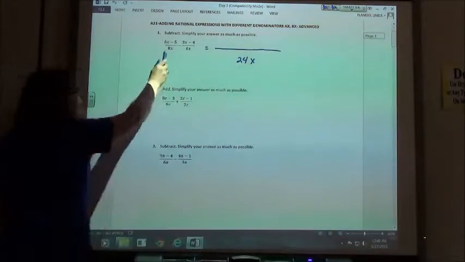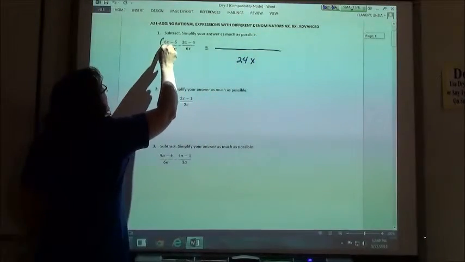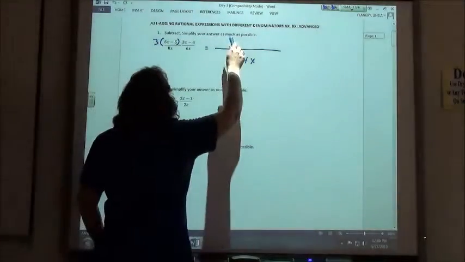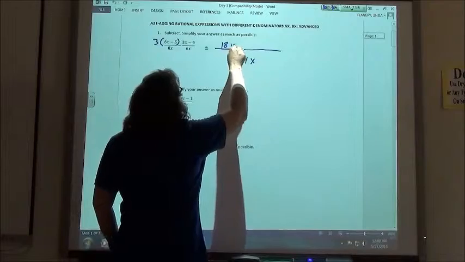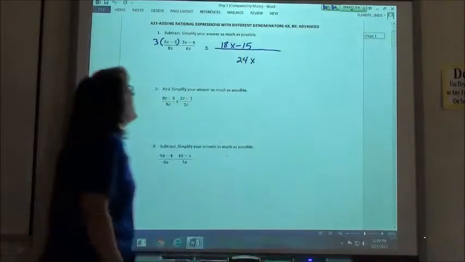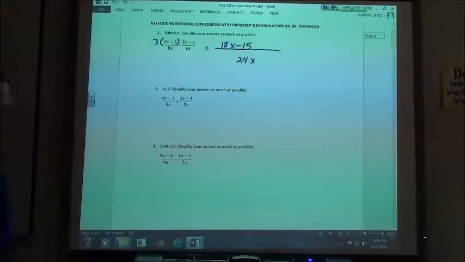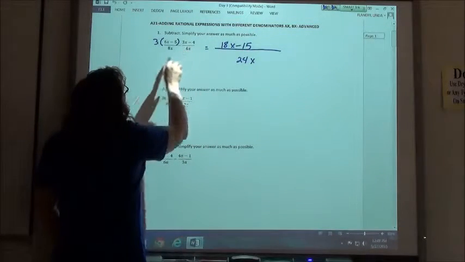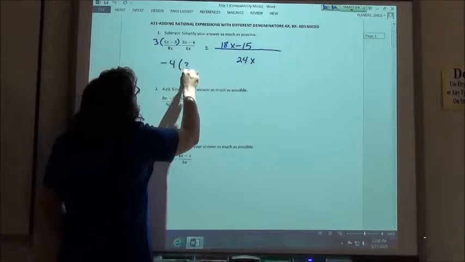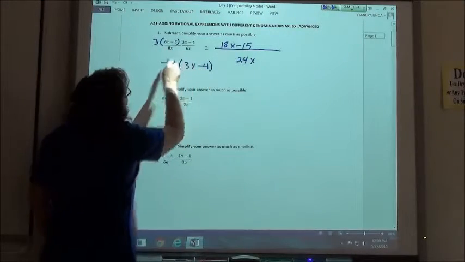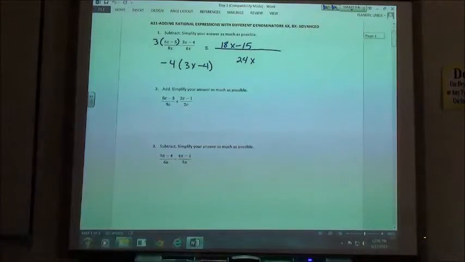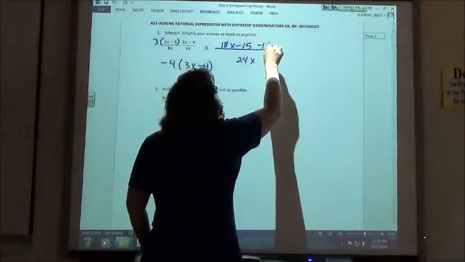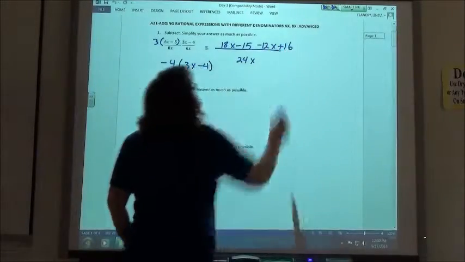So 8x would go into 24x 3 times. I would take 3 times the top of that expression. So I would have 18x minus 15. And then 6x goes into 24x 4 times. But be careful here. I have that minus sign in front. So think of it as minus 4 times 3x minus 4, because I've got to distribute that negative sign out as well as the 4. So I'm going to have negative 12x plus 16.